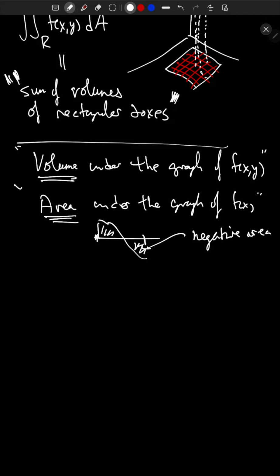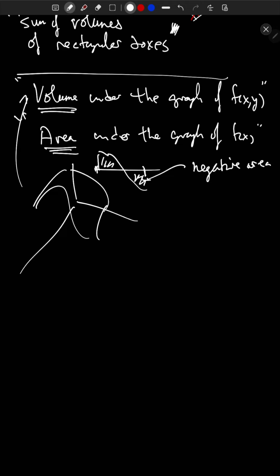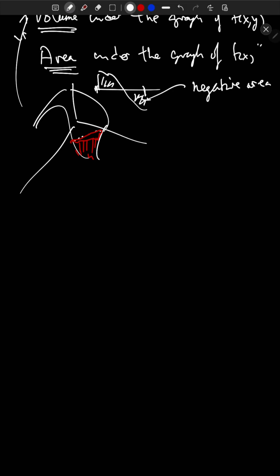All right. So in the same exact way, when we say the word volume, we could have negative volume if parts of the graph of your function live underneath the xy plane. That portion is going to count as negative volume. Okay, so just be aware of that. It's exactly the same situation as in one variable calculus.